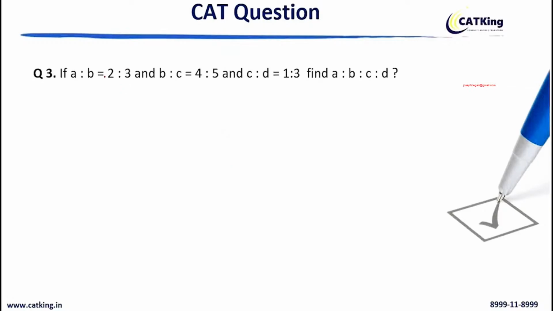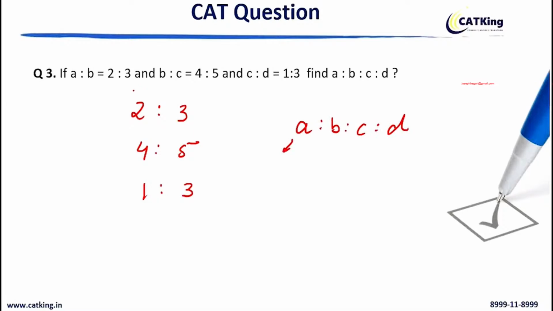Just write the ratios here. A is to B is 2:3. B is to C is 4:5. C is to D is 1:3. And if D is to A is given, write here. E is to F, write here, and so on. Now we have been asked A is to B is to C is to D. The unconventional approach says, start taking numbers from the left and multiplying. So if you multiply all the numbers from the left, what will you get? 8. So first I will multiply all the numbers from the left, correct?